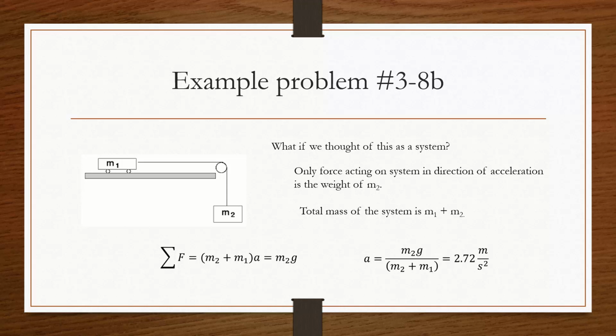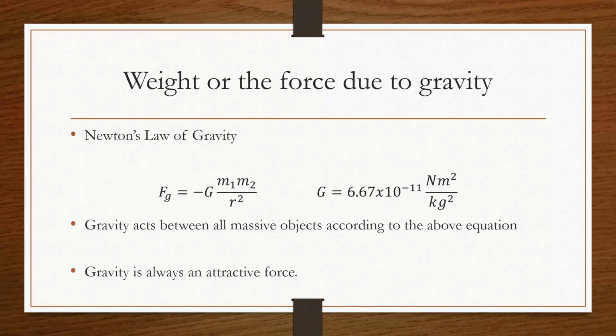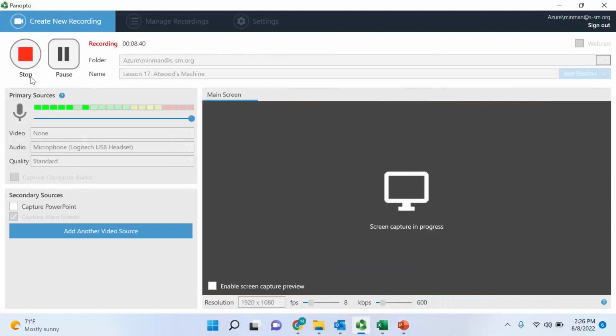So in this problem, thinking of the two objects as a system of objects might actually be a faster way to solve this problem, and is actually a shortcut to solve certain Atwood's machine problems. And this one, that works pretty well. So in the next lesson, we're going to start looking at gravity in a bit more detail and how we can begin to describe that force in another way.